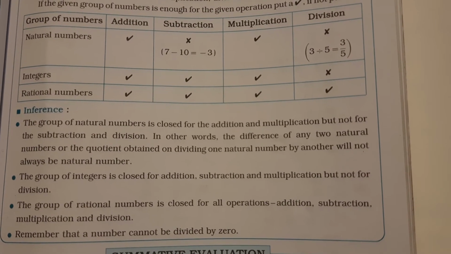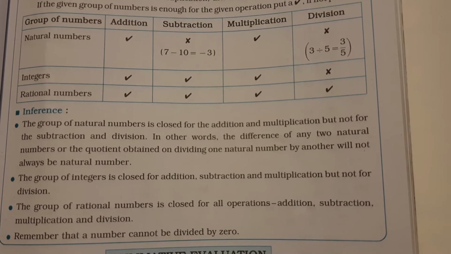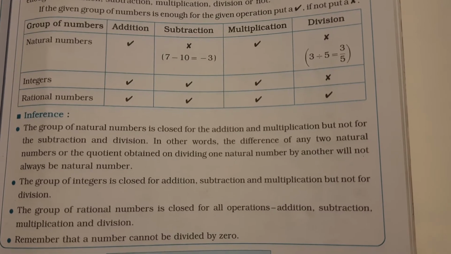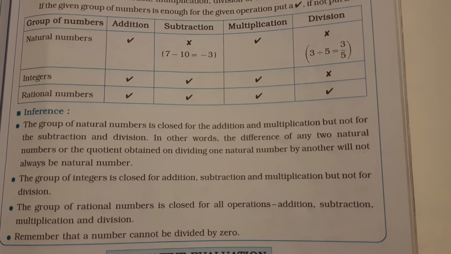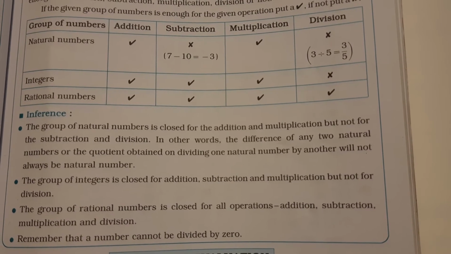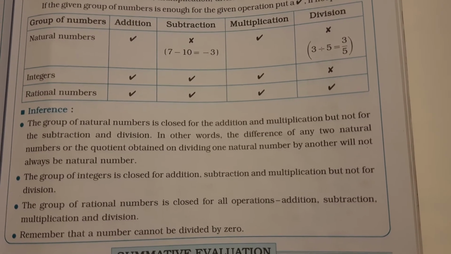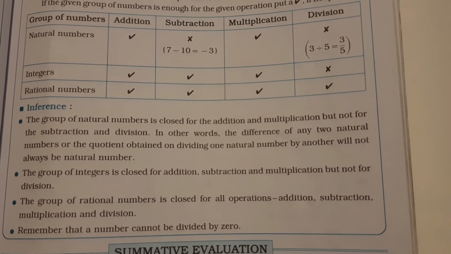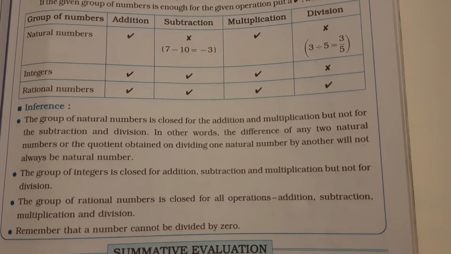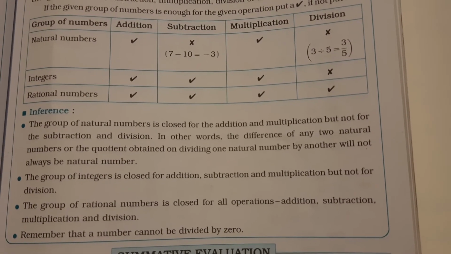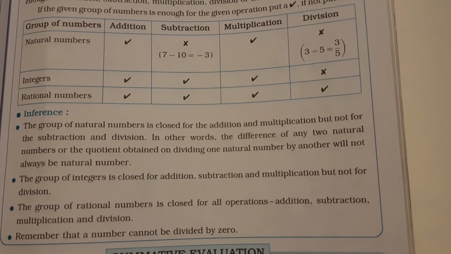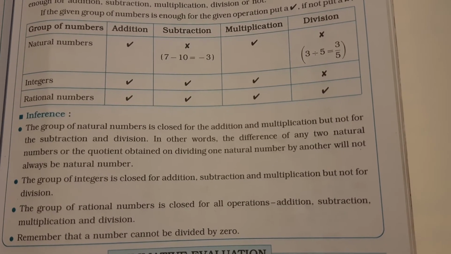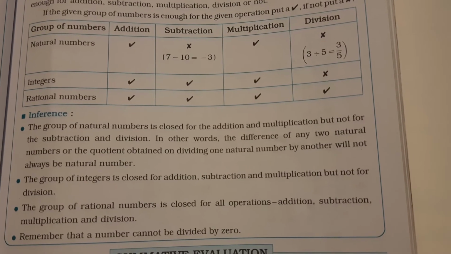Inference means what we conclude. The group of natural numbers is closed for the addition and multiplication, but not for the subtraction and division. In other words, the difference of any two natural numbers or the quotient obtained on dividing one natural number by another will not always be a natural number. I just explained. Subtraction and division not necessarily will give you a natural number back. The group of integers is closed for addition, subtraction, multiplication, but not for division. So in division, not necessarily you will get back an integer. The group of rational numbers is closed for all the operations, addition, subtraction, multiplication and division.